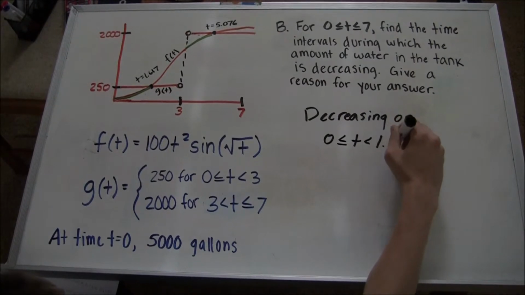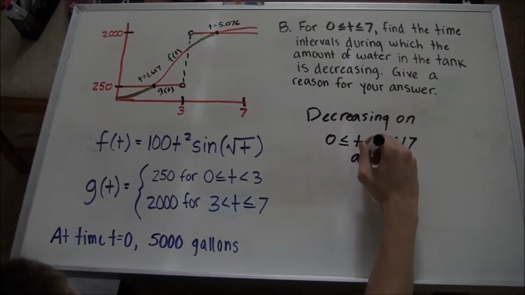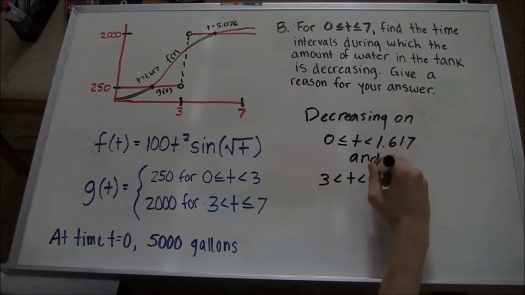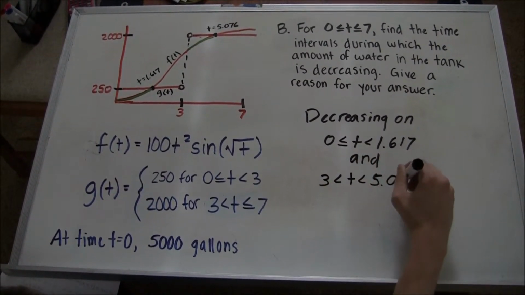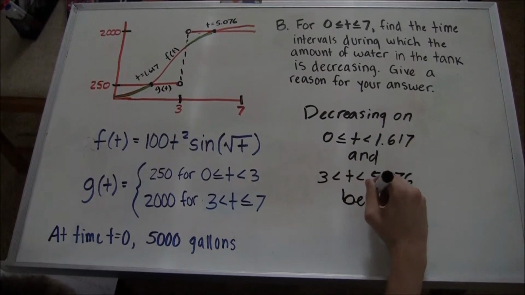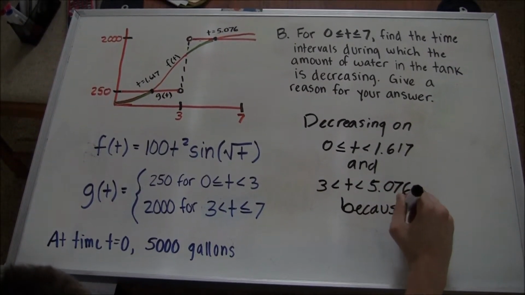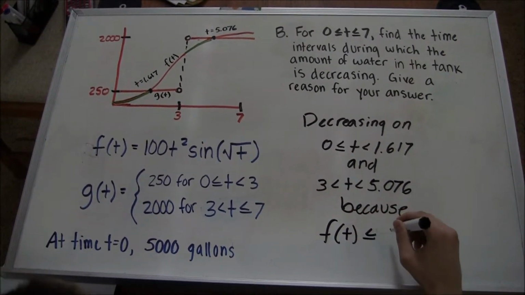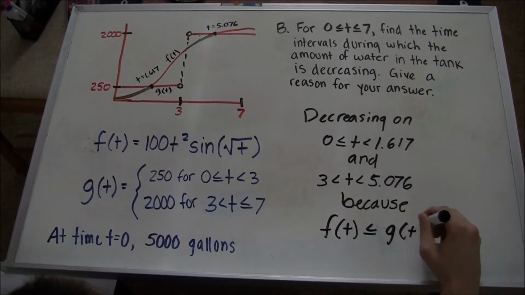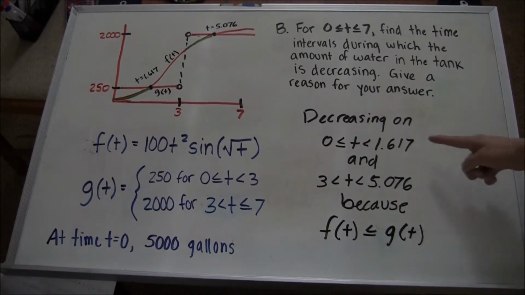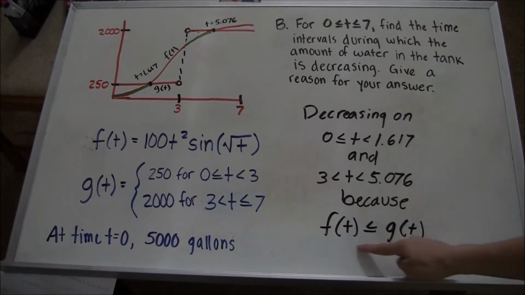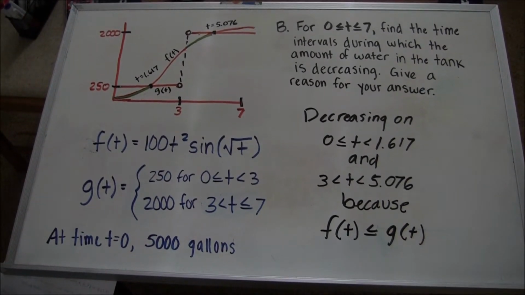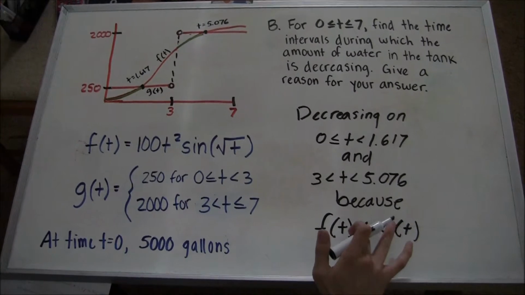A solution for this problem would be as follows. The amount of water in the tank is decreasing on the intervals 0 is less than or equal to t less than 1.617 and 3 less than t less than 5.076, because on said intervals f of t is less than g of t. You would receive 1 point for having the correct intervals and 1 point for a logical reason. Wait. The f of t must be less than g of t, not equal to.